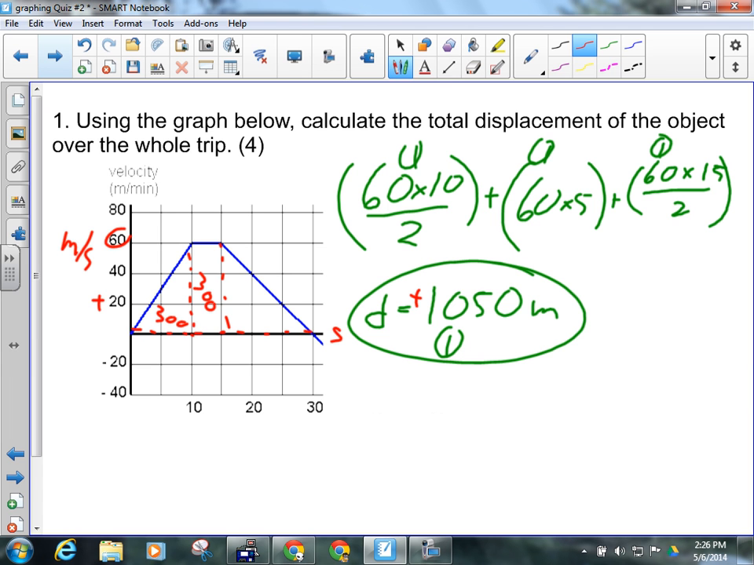How many people said the overall displacement was 0? Again, that's why I pointed out this is a velocity versus time graph. You cannot read position off of this graph. It doesn't show it. You can calculate displacement, but it doesn't show position.